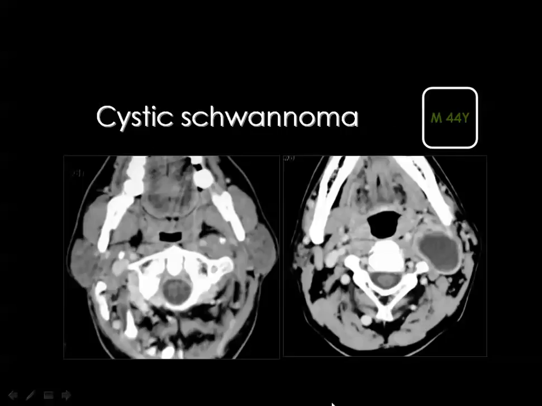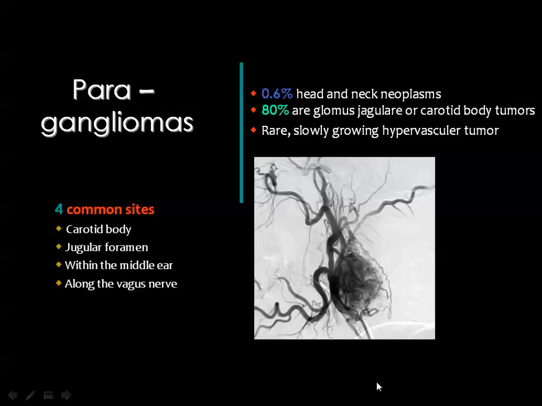Then, if you look here, you see the styloid process is displaced a little bit anteriorly by this soft tissue mass posterior to the parapharyngeal fat. And the lower section showed that the rest of the mass is cystic. And you remember that schwannomas are more commonly cystic than neurofibromas. And this is a schwannoma in the retrostyloid space.